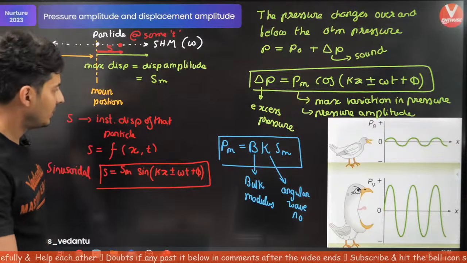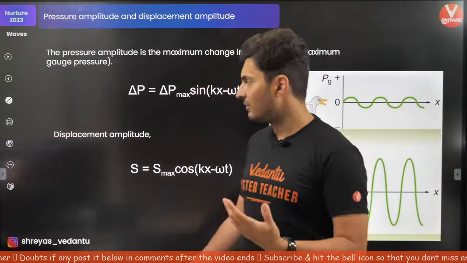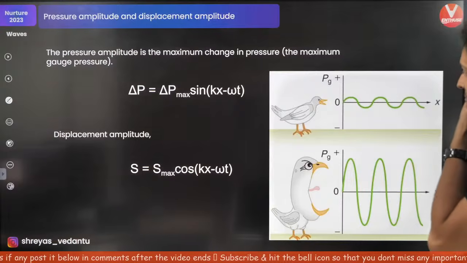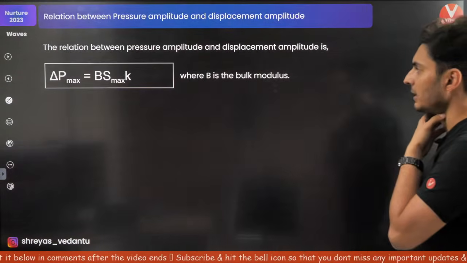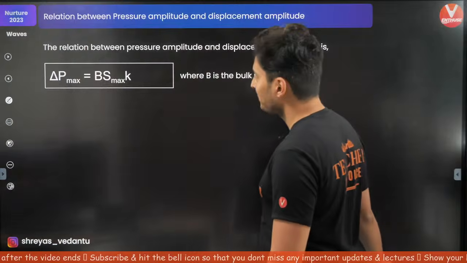Okay, perfecto. Let's move to some questions. All of this will be there in your PDF. You can download the PDF later on. Okay, Pm is B K Sm. Very, very important.